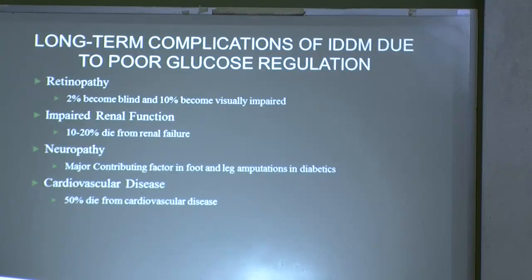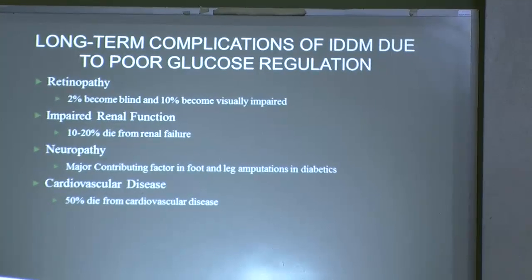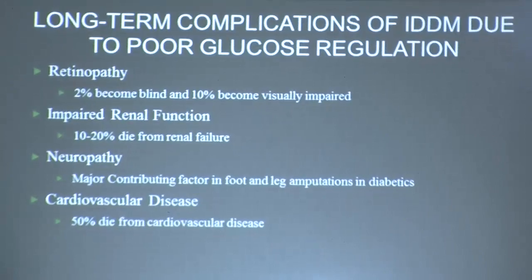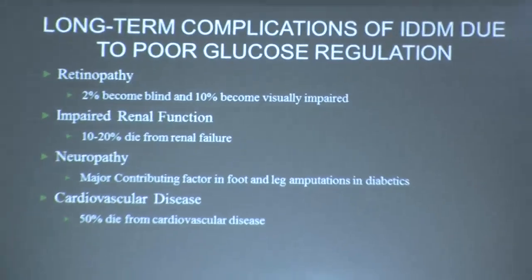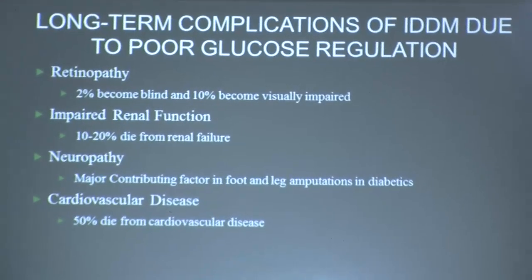There's also impaired renal function that occurs, and 10 to 20% of those with diabetes die of renal failure. Neuropathy also occurs, which is the death of nerves, and it's a major contributing factor in foot and leg amputations in diabetics. And also 50% of those with diabetes die of cardiovascular failure.